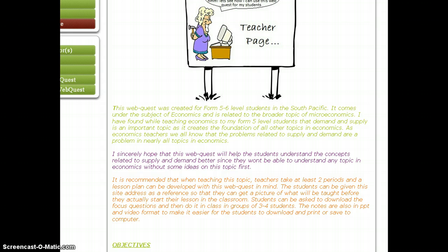While teaching this topic, I recommend that teachers take at least 2 periods and a lesson plan can be developed with this Webquest in mind. The students can be given this site address as a reference so that they can get a picture of what will be taught before they actually start their lesson in the classroom. Students can be asked to download the focus questions and then do it in class in groups of 3 to 4 students. The notes are also in PowerPoint and video format to make it easier for the students to download and print or save to computer.